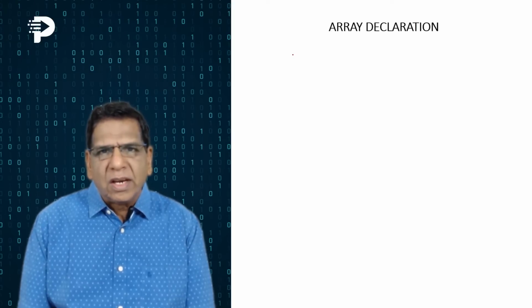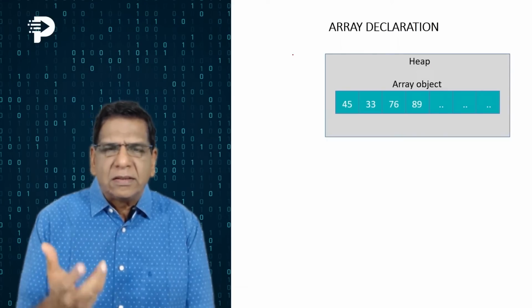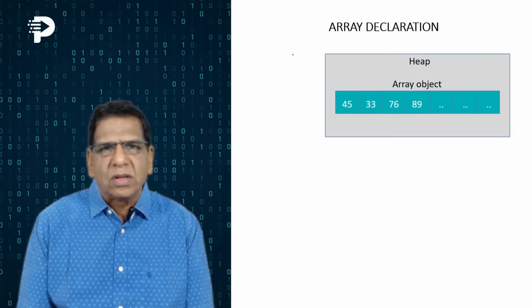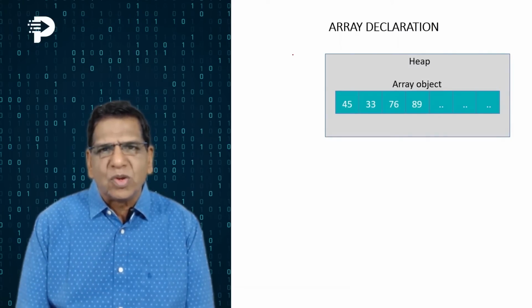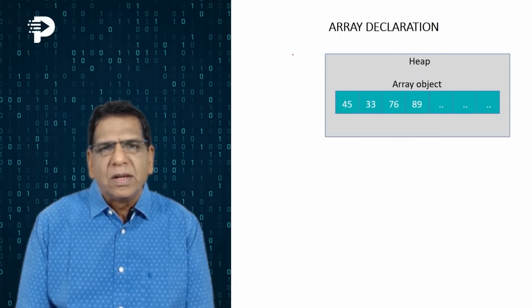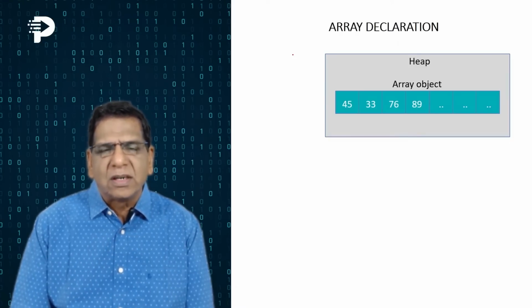When it comes to declaration of an array, we know that array, since it is always treated as an object, is bound to get created only on the heap. That's a rule that James Gosling made, that every object would always be created on the heap. Hence, the fact that array is always treated as an object means it is also going to get created in heap.